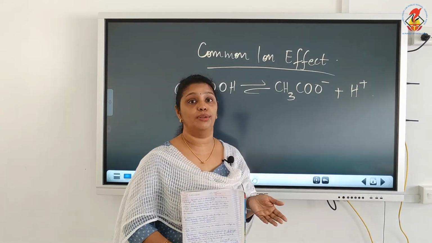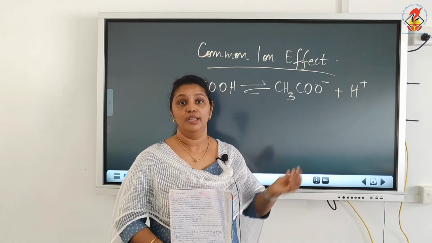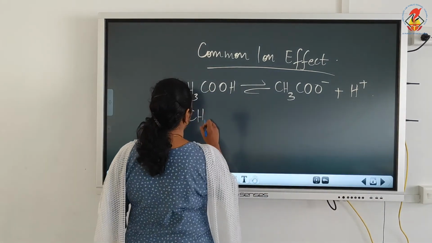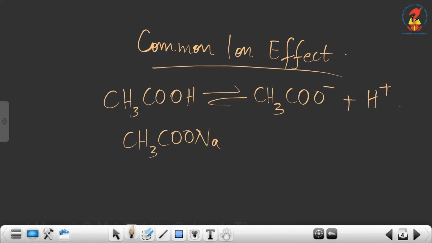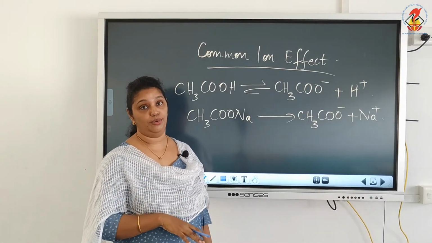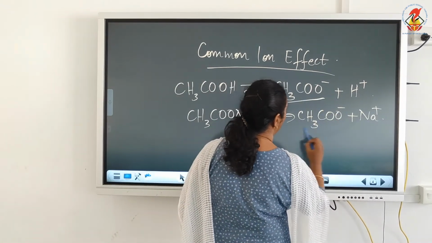Now, a strong electrolyte: we know that the salt of a weak acid will be strong. So the salt of acetic acid is sodium acetate, that is CH3COONa. This is a strong electrolyte. Sodium acetate dissociates completely into acetate ion plus Na+. So we can suppress the dissociation of acetic acid by adding sodium acetate, which is a strong electrolyte. So which is the common ion present in these two? We have acetate ion as common.